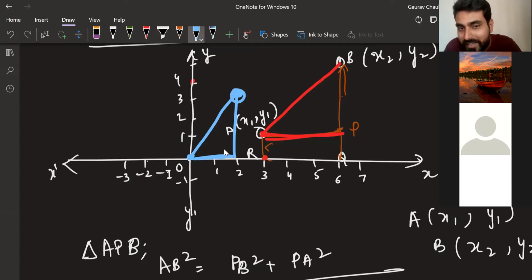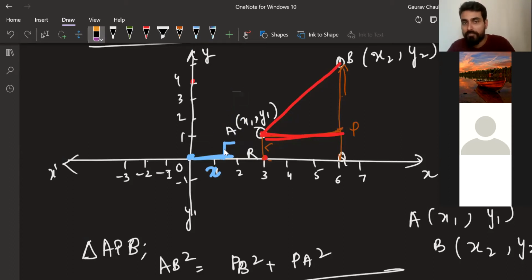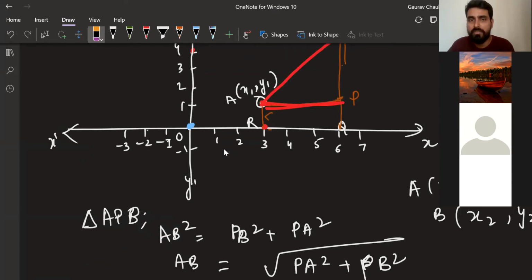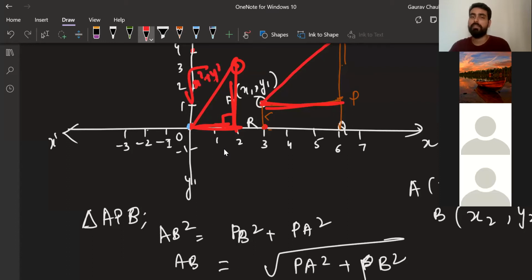What am I doing? This is the x coordinate of that point, this is the y coordinate of that point. I'm using the Pythagoras theorem in this triangle. Everyone okay with this? Using the formula, I get the same thing. Without the formula, using my intuition also: this is my y, this is my x, put a right triangle here. This will be root over x square plus y square. Correct? That's our Pythagoras theorem there.